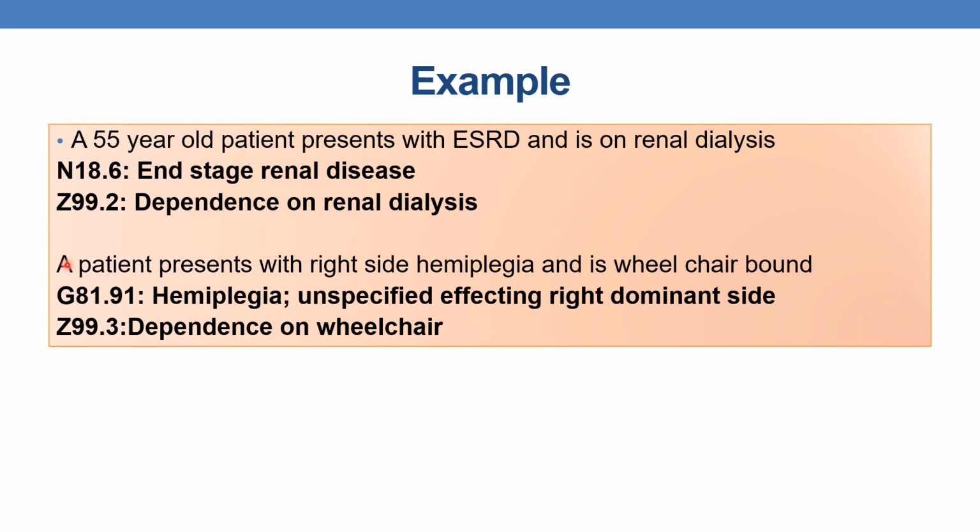Next example, a patient presents with right side hemiplegia and is wheelchair bound. So the first code is G81.91 to indicate hemiplegia unspecified affecting right dominant side, followed by Z99.3 to indicate the dependence on wheelchair.